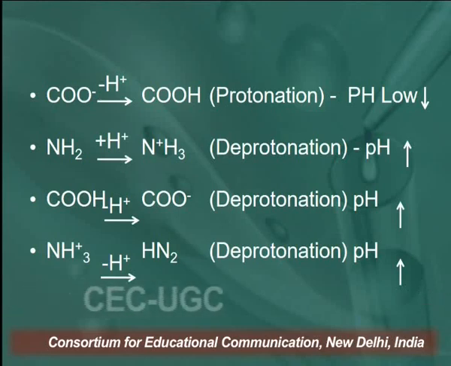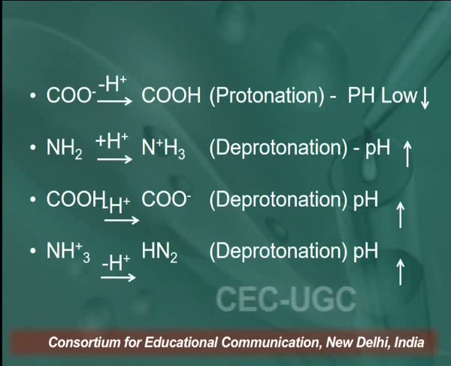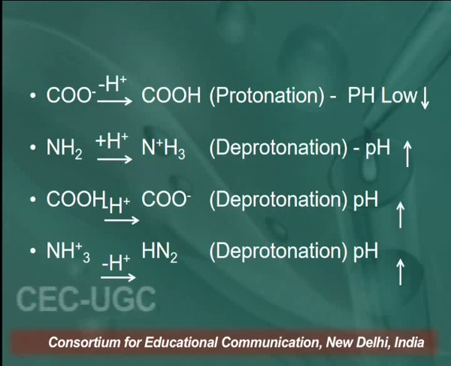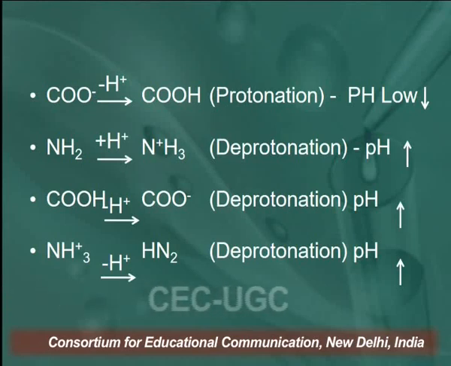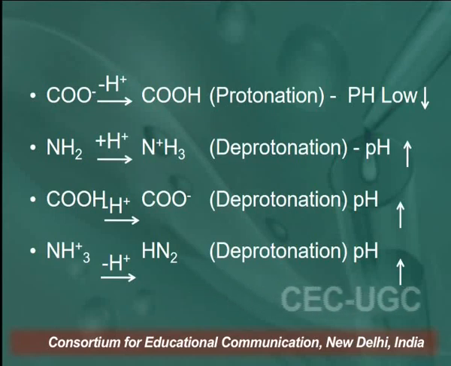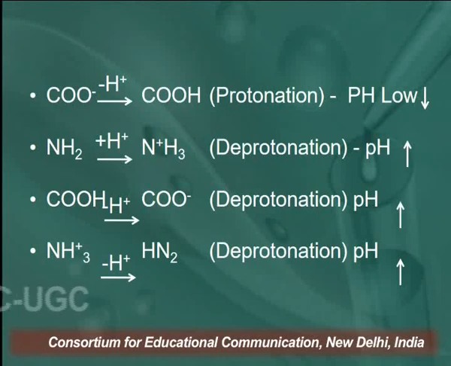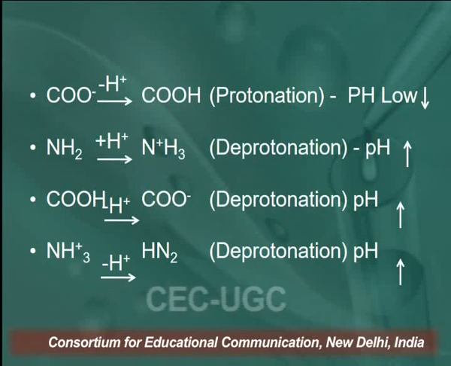When the pH is low, as I told you in the previous slide, the concentration of protons is maximum, and the carboxylate ion accepts a proton and protonation takes place. Similarly, in the case of NH2, it is the reverse. Deprotonation is the removal of a proton: deprotonation from the carboxylic group when pH increases, and similarly deprotonation from the amino group when the pH increases.